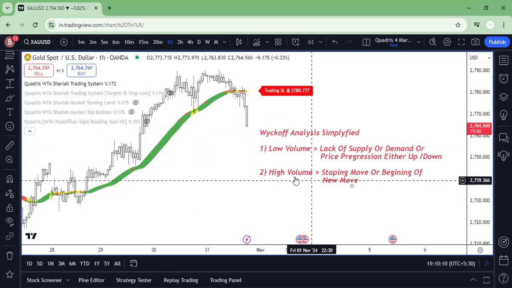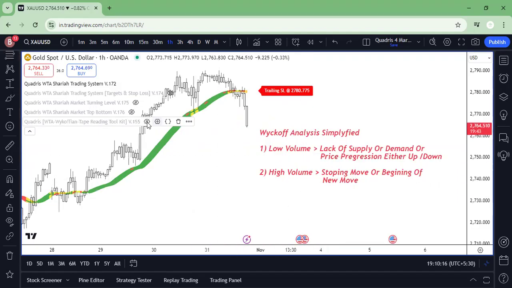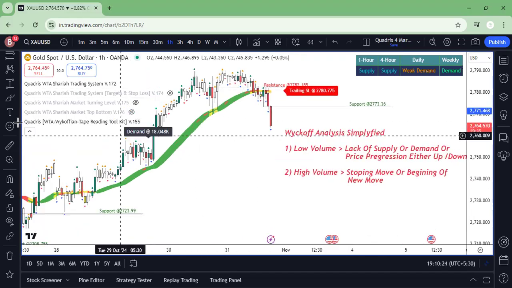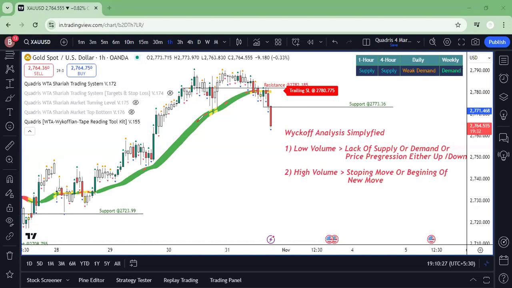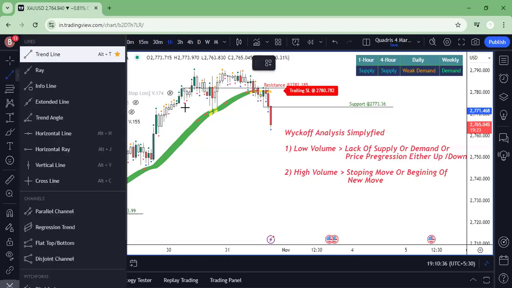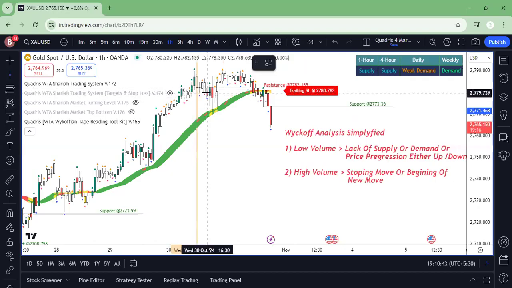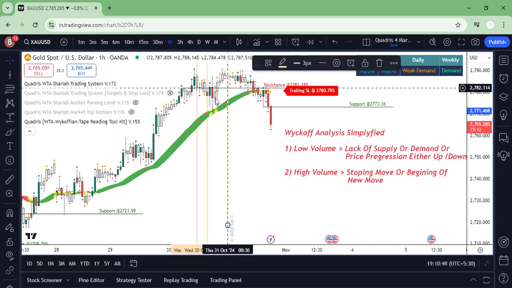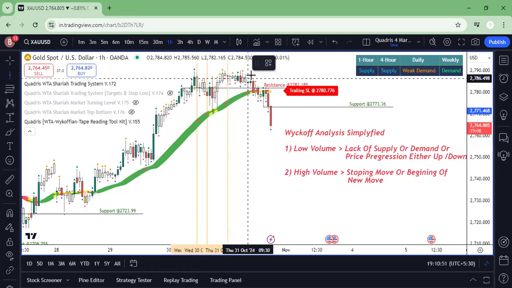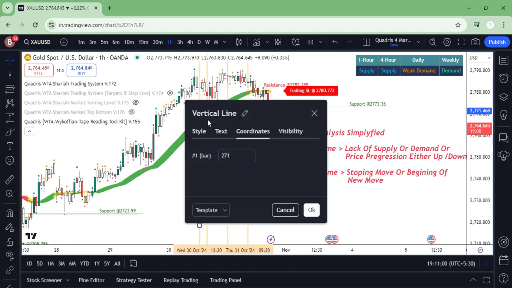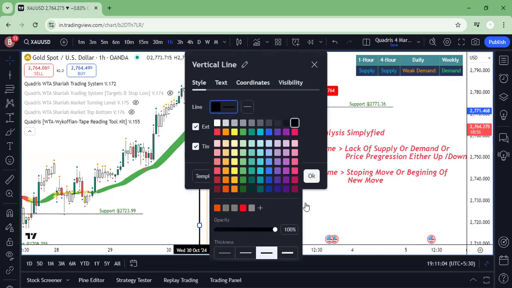If I want to explain, for example, if I apply it on my version 155, because many of my students would be comparing this with version 155 of the Tape Reading Toolkit. If you see over here, the first high volume was, I'll draw vertical lines so that we would all be in a better position to understand which particular bar I'm referring to. This bar, this bar, and this particular bar. Let me change the color to black for visibility.